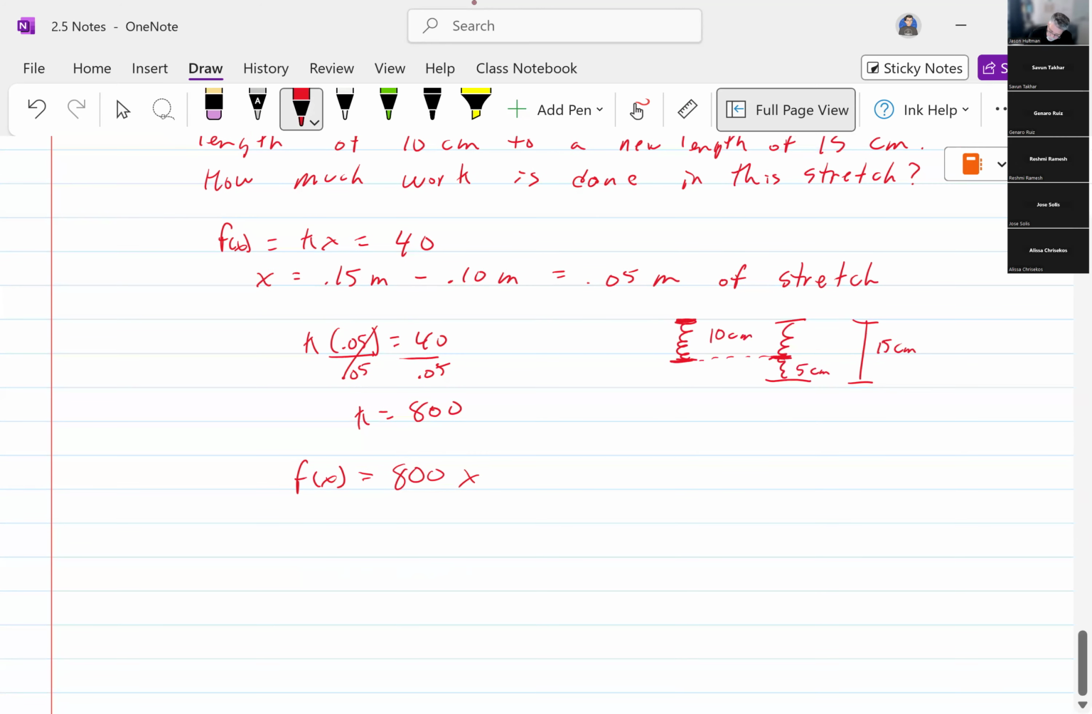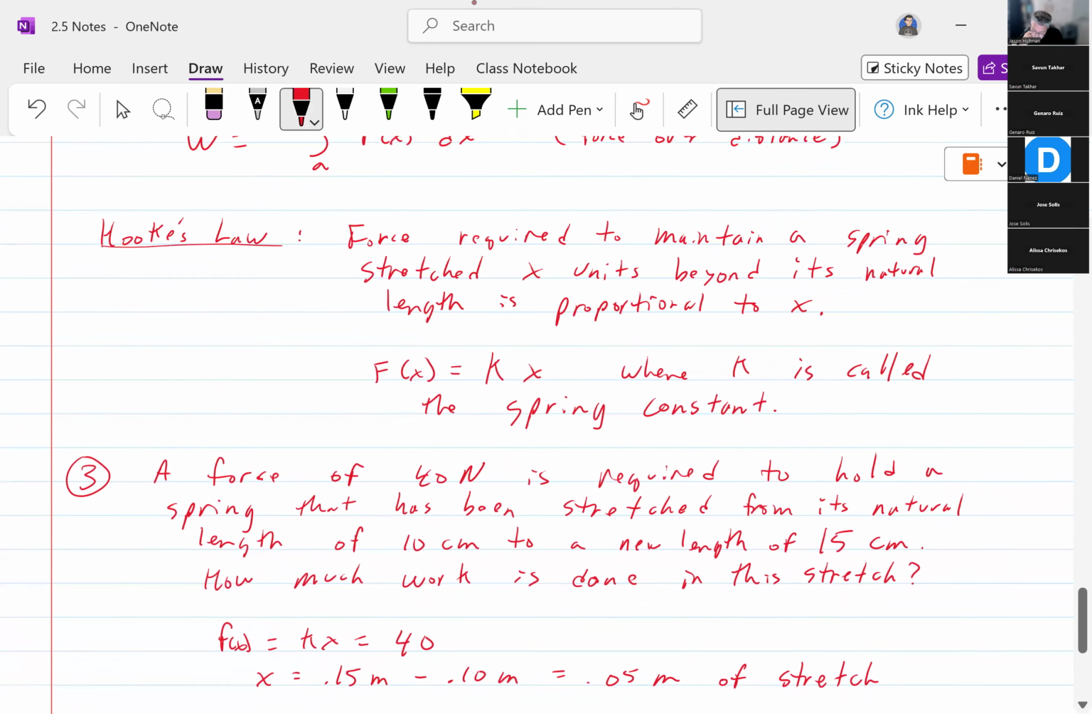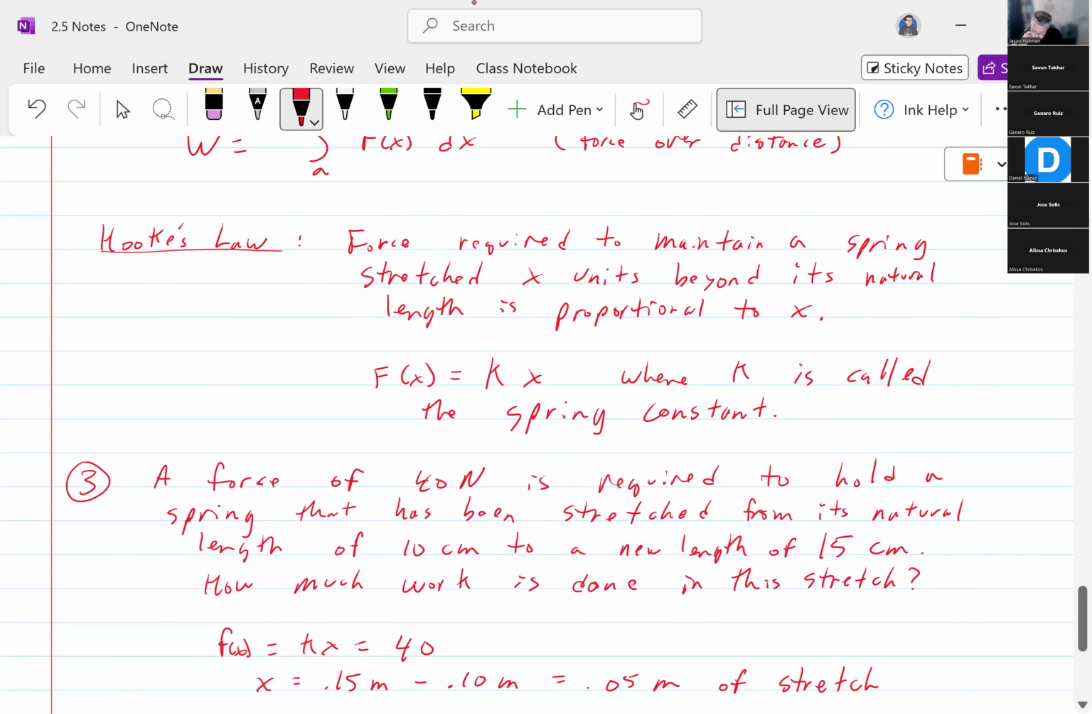Okay, so we want to find the work done. Well, the work is going to go from A to B of f of x dx, okay? So what are my limits of integration? What am I going from? 0.10 meters to 0.15 meters? No, because it says back here, the force required to maintain x units beyond its natural length.